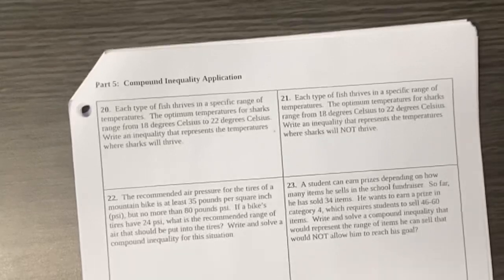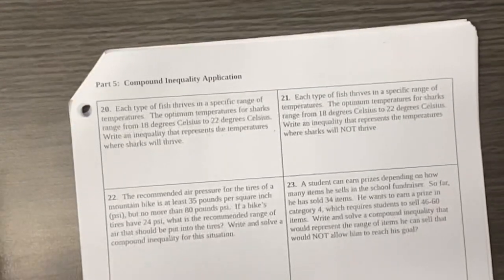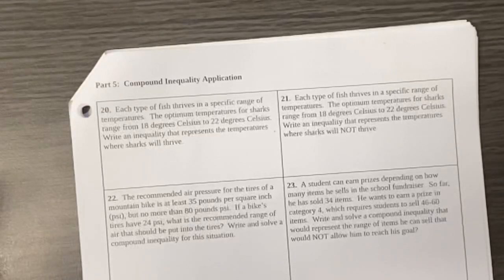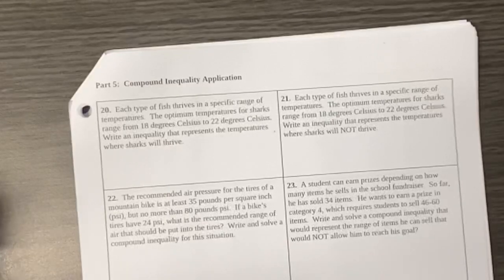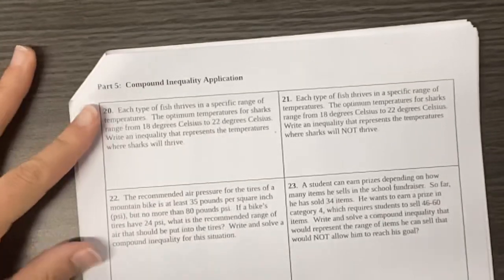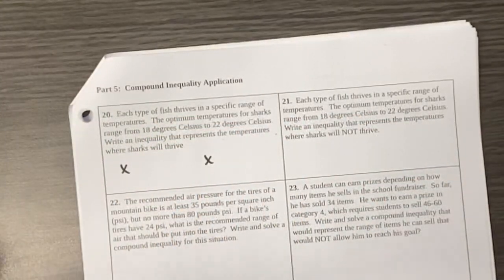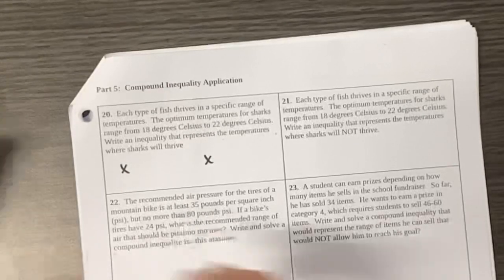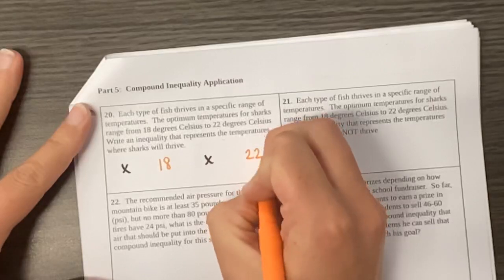It says, each type of fish thrives in a specific range of temperatures. The optimum temperatures for sharks range from 18 degrees Celsius to 22 degrees Celsius. Write an inequality that represents the temperatures where the sharks thrive. Okay, so the very first thing is I know I'm going to have X and I'm going to have X because we have to have 2 of those. The next thing is I do have 2 numbers. I have 18 and I have 22.